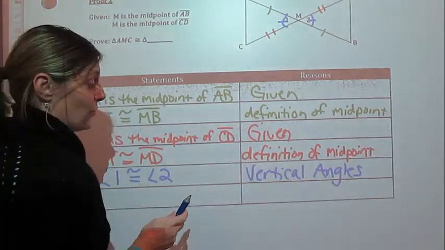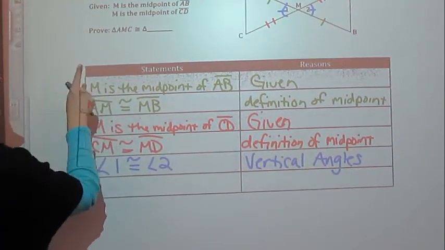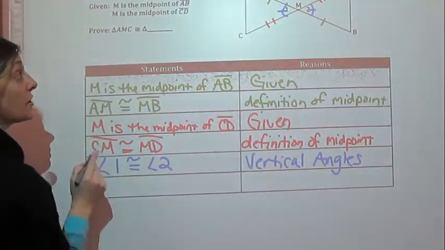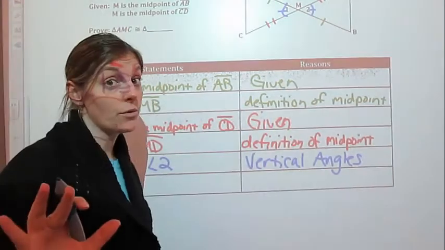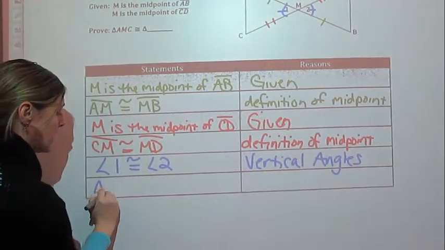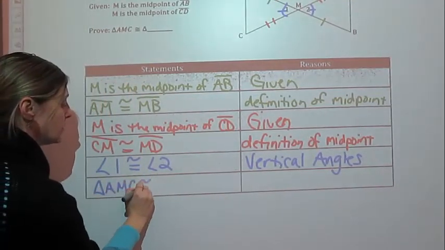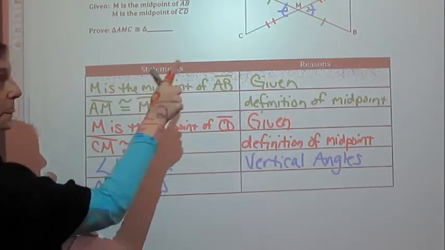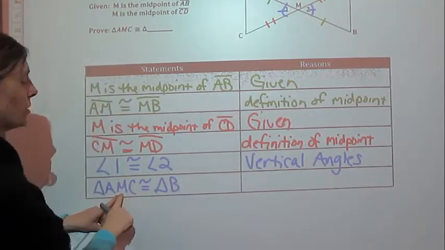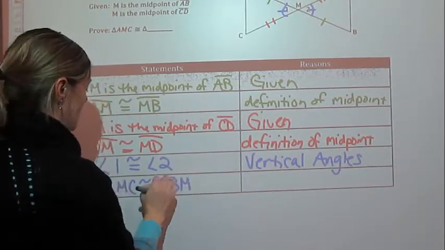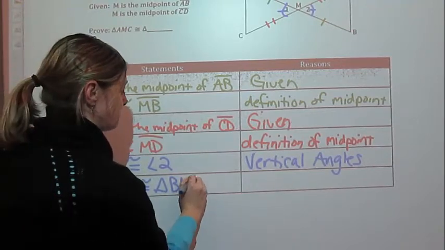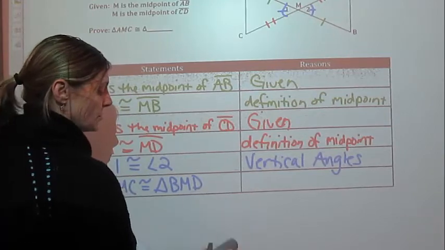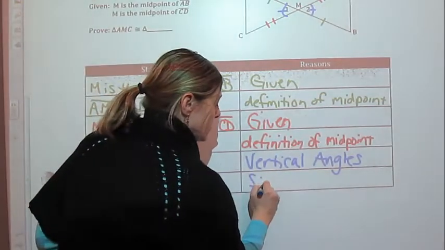All right, now we can go ahead and say that because of side angle side, our two triangles are congruent. Now we got to be careful about how we order the letters. So triangle AMC is congruent to triangle, now what corresponds to A? The B. What corresponds to M? M. And D corresponds to C. And we know that that is true because of side angle side.